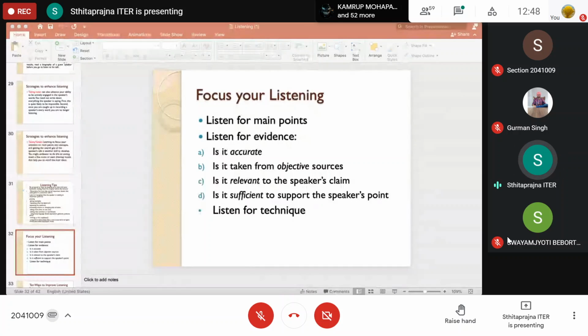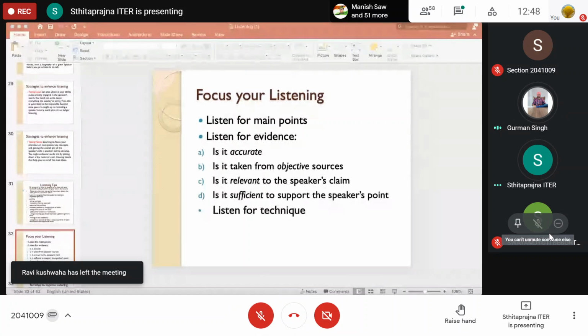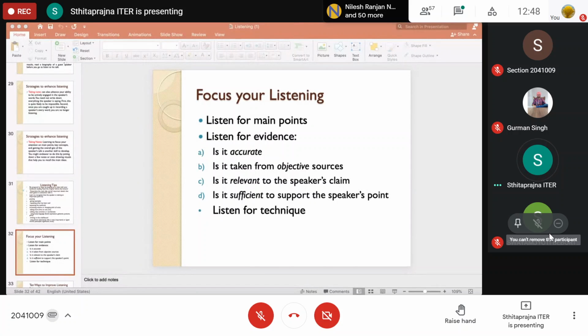So with listening goes note taking, like bread and butter, like knife and fork, like pen and paper. Listening and what goes with listening? Taking notes, important. Listening and note taking, both of them go together.